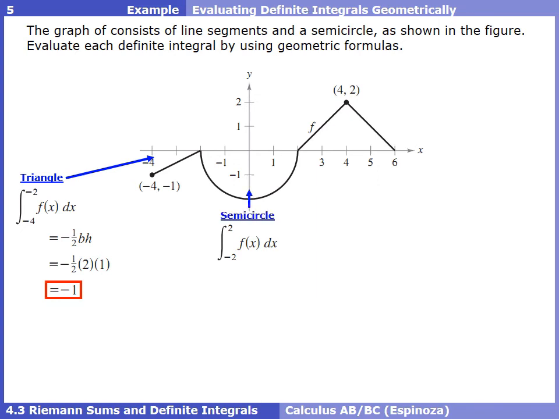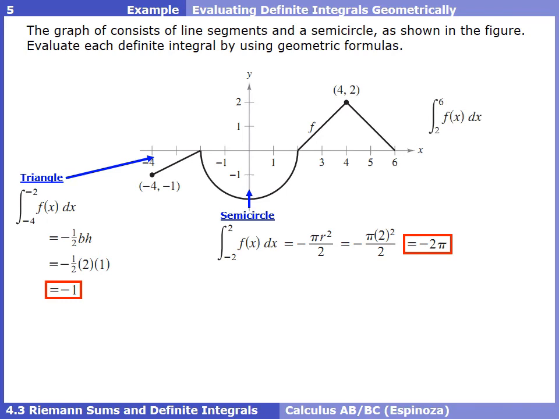From -2 to 2, we're dealing with our semicircle. But just like with the triangle we just did, that semicircle is below the x-axis. So it's not just pi r squared divided by 2, it would be the negative version of that. In this case, the radius of this circle would be 2. When you simplify this fraction, you'll just end up with -2 pi.